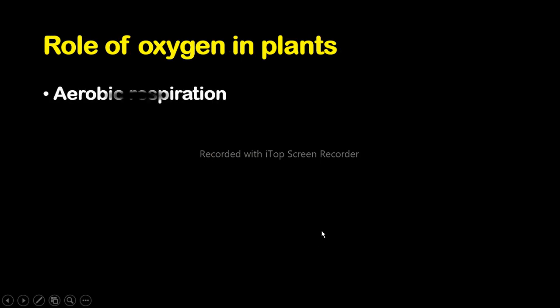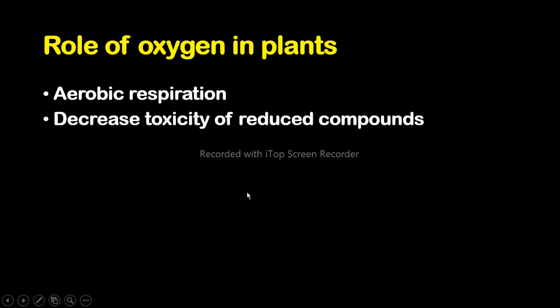Role of oxygen in plants. Number one, aerobic respiration, and you produce energy. And what is the energy for? Maintaining the physiology of these plants. Number two, decreasing the toxicity of compounds. If, for instance, you absorb toxic compounds, could be cyanide, could be heavy metals, then as a plant you will oxidize these compounds into neutral forms that have no toxicity on the plant, and so you are able to survive that.